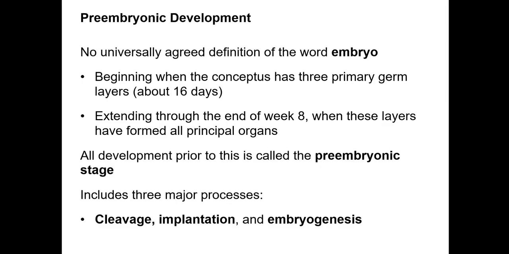And this is when those 3 primary germ layers have formed all of the principal or primary organs of the fetus. Okay, so all the major organs essentially will be developed by week 8 of gestation. They won't be fully formed by then, but they should all be present within the embryo by week 8. And so all development prior to this stage is called the pre-embryonic stage. And this is going to include what we call cleavage, implantation, and embryogenesis.